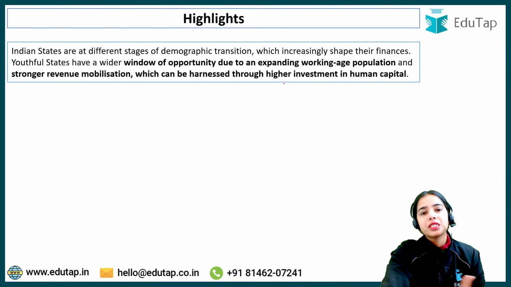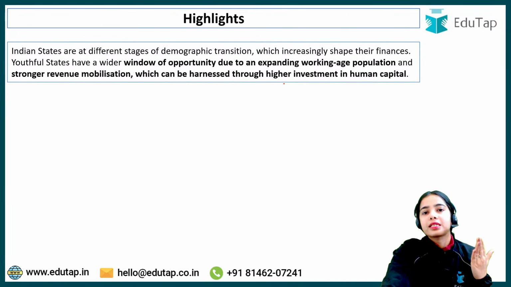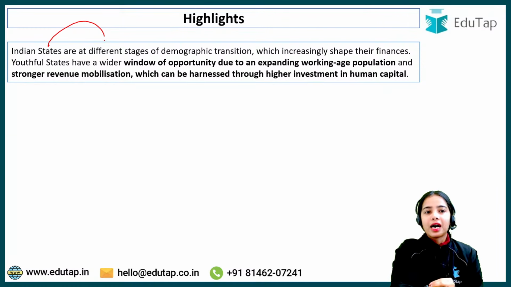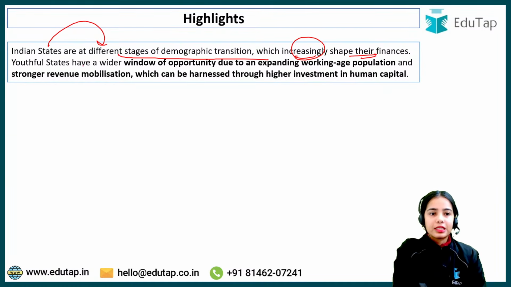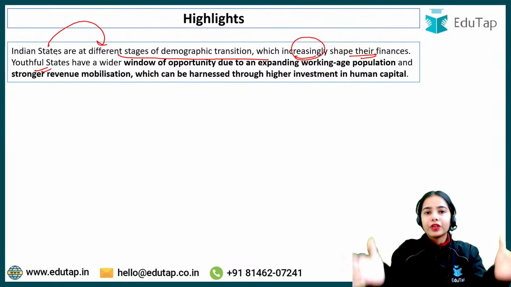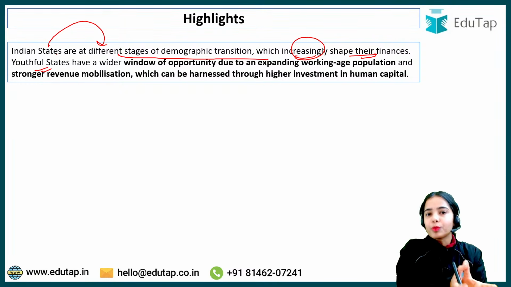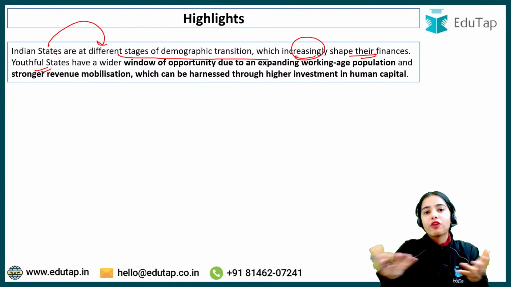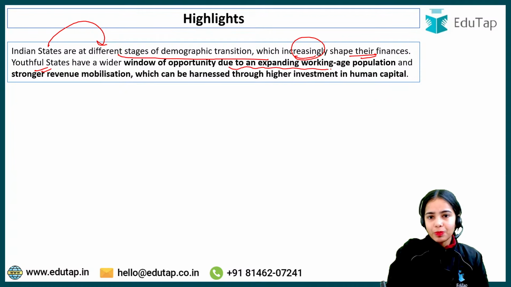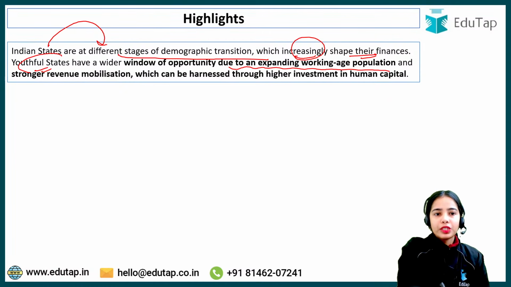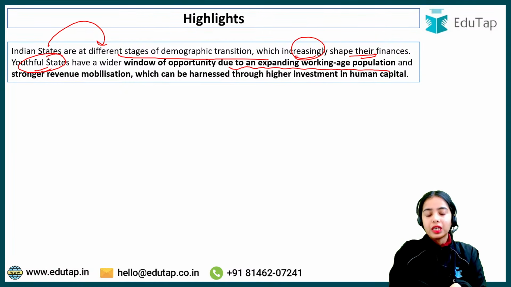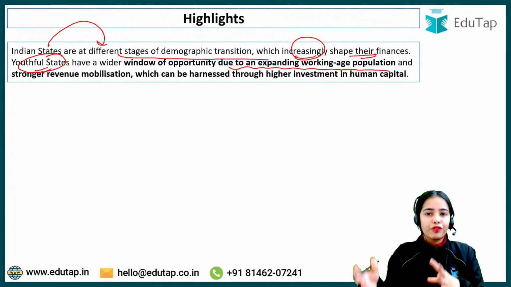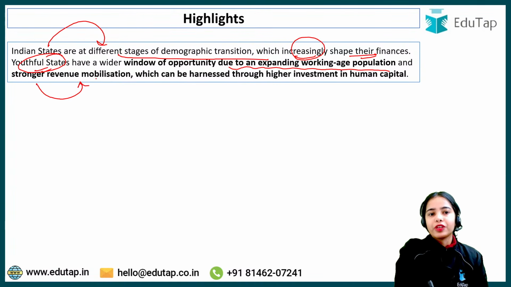Now what happens if a state is in the youthful category, or in the intermediate category, or in the aging category? So Indian states are at different stages of demographic transition which increasingly shape their finances. Youthful states have a wider window of opportunity because they have a young population. So they have more working age population, they have more window of opportunity due to an expanding working age population and stronger revenue mobilization.